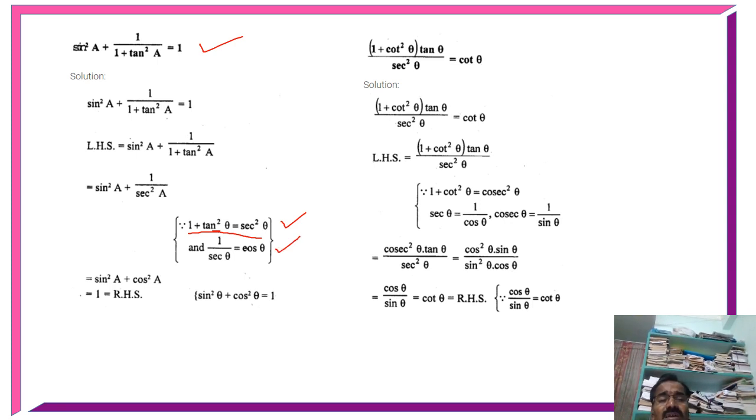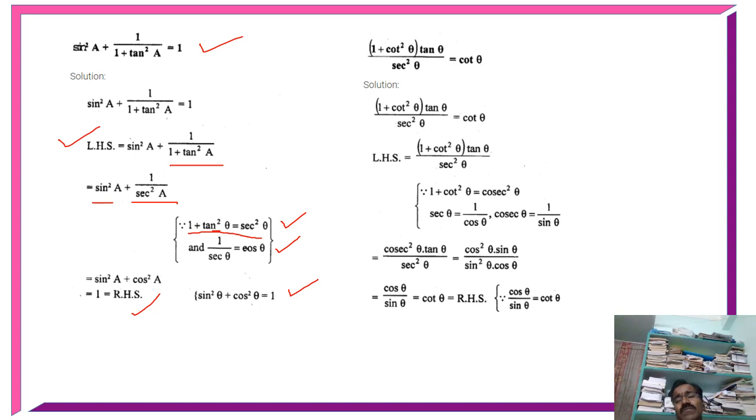By using this result, we will simplify. Instead of 1 plus tan square a, from the second identity we can write secant square a. But 1 by secant theta is cos theta, so instead of 1 by secant square a, we can write cos square a. Already sin square a is there, plus cos square a. From the first identity, sin square theta plus cos square theta equals 1. So instead of sin square a plus cos square a we can write 1. We took LHS, we proved RHS. Let us go with the next problem.